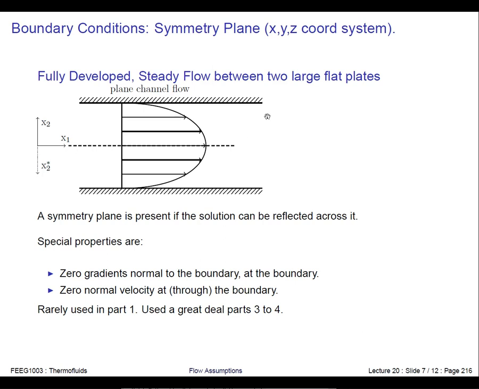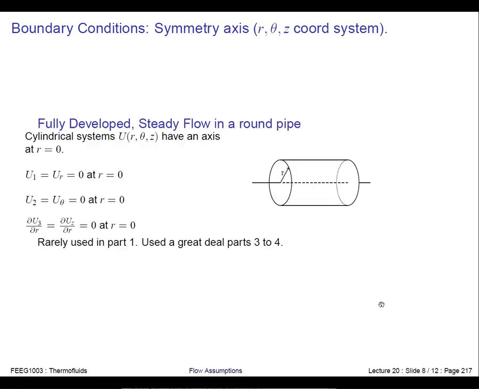Okay, so these are the boundary conditions for an XYZ system. The next one is if you're in a cylindrical coordinate system. So let's say we've got fluid flowing down a pipe, and we want to work out the velocity profile in the pipe. We'll probably do the integral from r equals 0, which is the center line, to r equals big R, where big R is the radius of the pipe.